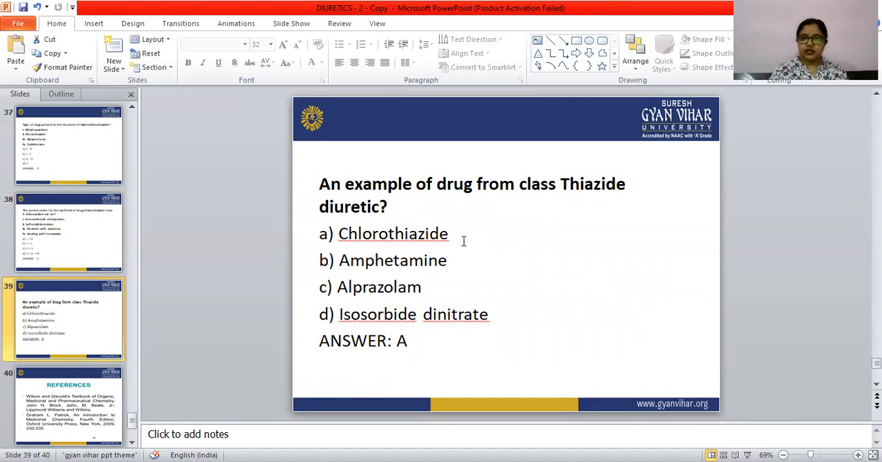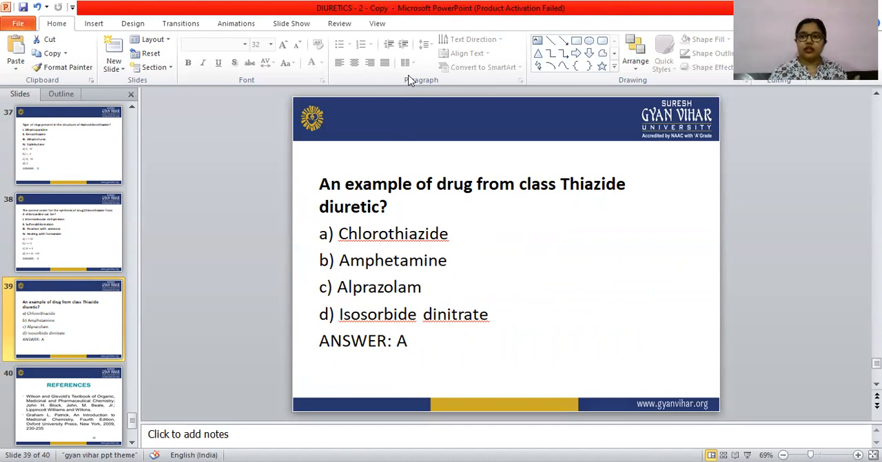Next, an example of a drug from the class thiazide diuretics: chlorothiazide is the thiazide diuretic. Amphetamine, no. Alprazolam, no. Isosorbide, no. So the correct answer is chlorothiazide. So these are all the MCQs on the thiazide diuretics. This is all about the thiazide diuretics. We will see the potassium sparing diuretics tomorrow.